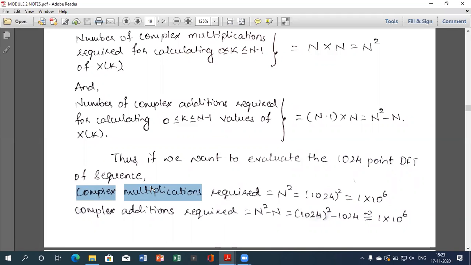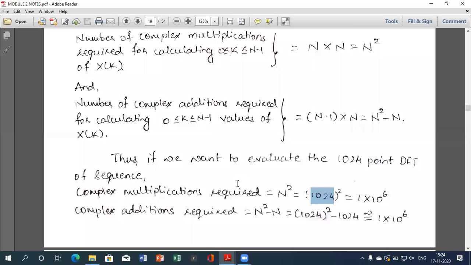Before that, we have taken that the complex multiplications required are n square. If the n value is 1024, then 1024 samples are given for computing the DFT. So 1024 square is approximately 10 raised to 6. So we need about 1 into 10 raised to 6 complex multiplications just to compute 1024 samples of the DFT. Similarly, for complex additions, it is 1024 whole square minus 1024, which is nearly again 10 raised to 6 complex additions. So this many cycles are required just to compute one DFT using complex multiplications and complex additions. I have taken just one example to understand this.